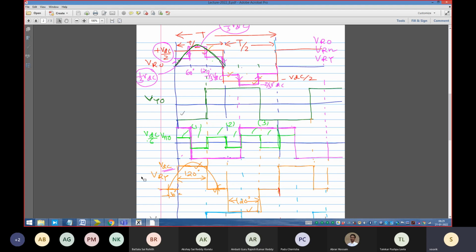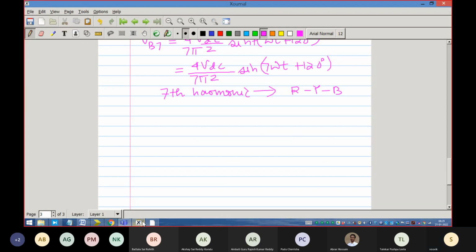Minus VDC by 2 was the level we got when we looked at the phase waveform with respect to the neutral of the inverter. But here, because it is a line to line voltage VRY, we are getting a voltage level of VDC. And subsequently from 330 degree to 360 degree, the value remains 0. So this is the shape of the waveform, and we will find out the Fourier component being fully aware that our 0 is now shifted, right? So let us do this now.